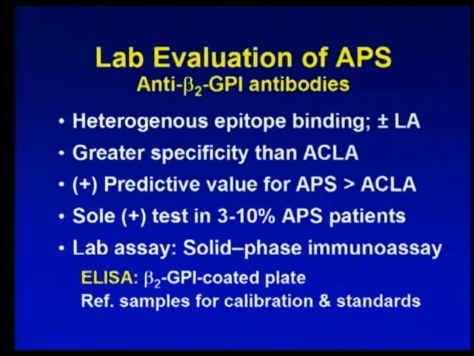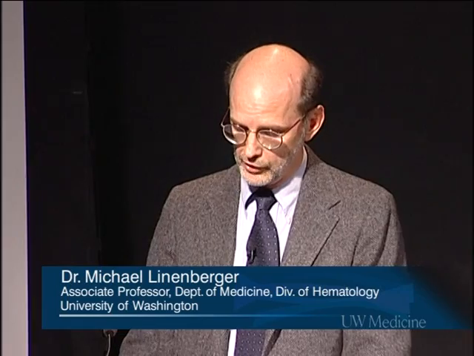And so that was, of course, one of the motivations for the revised criteria to have these as part of the APS diagnostic criteria. Like the anticardiolipin antibody, a solid-phase immunoassay is commonly used, in this case using beta-2 glycoprotein 1 coated plates. And again, there are reference samples available for calibration and standardization with this assay.